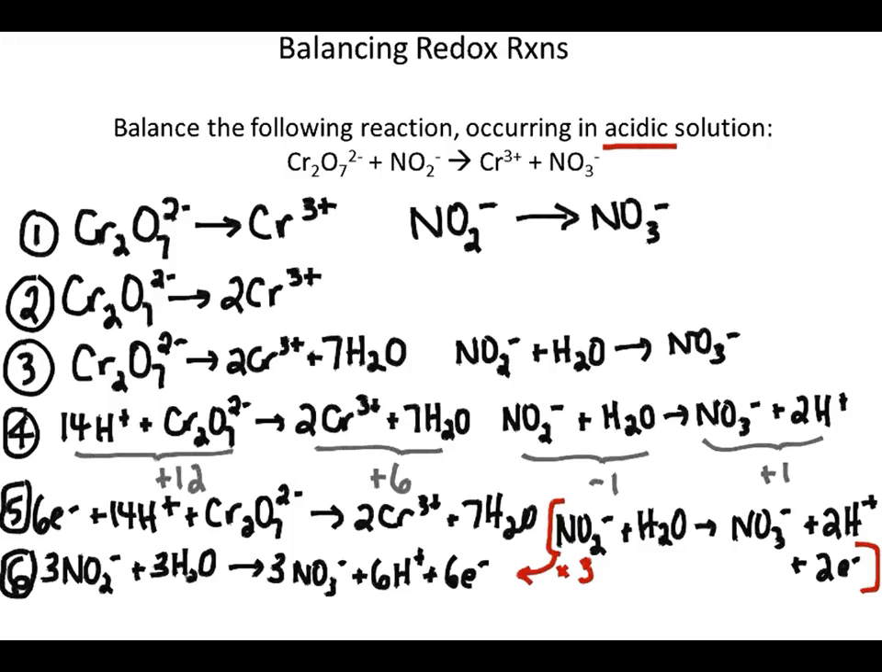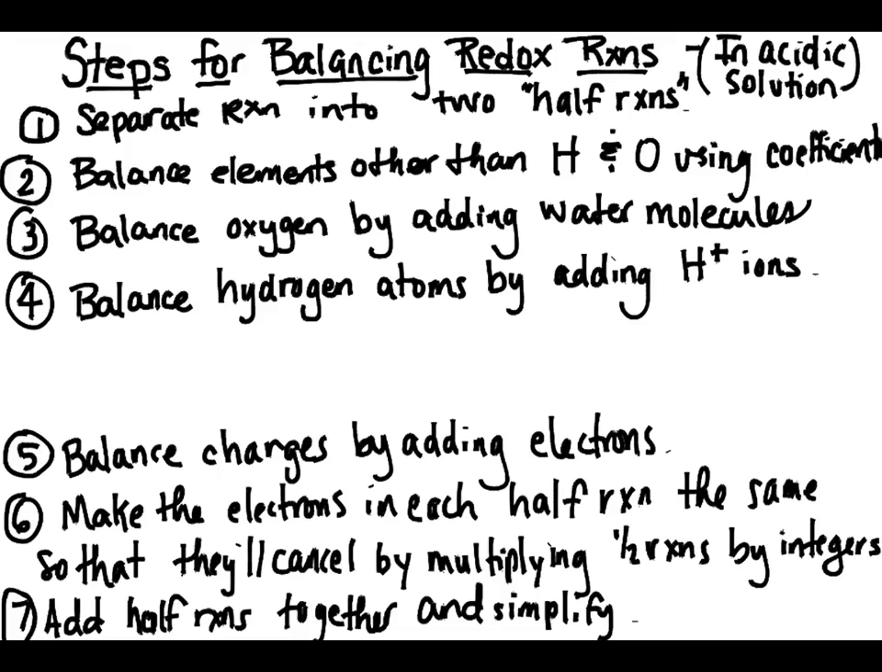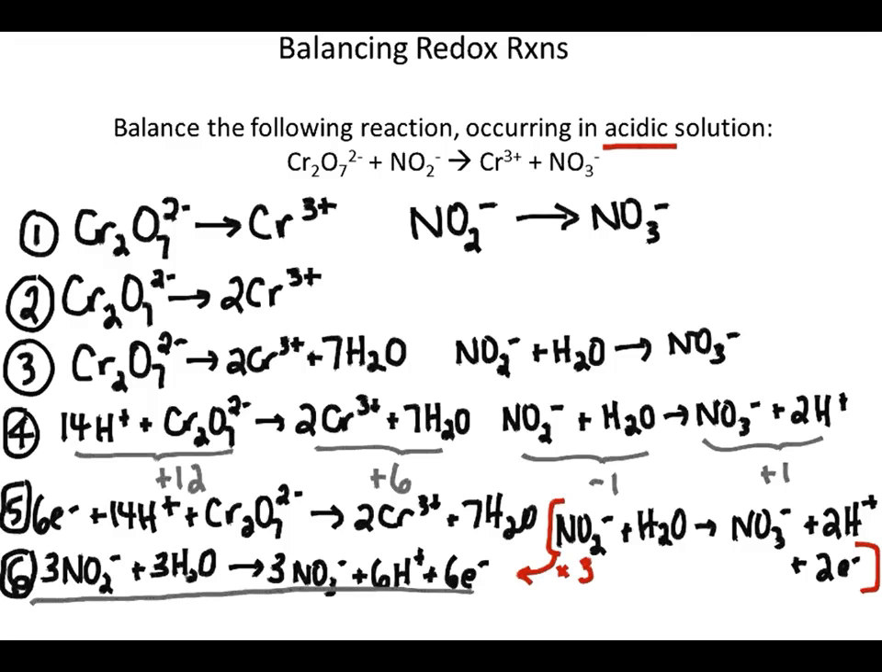Now our last step is just going to be to add those two half reactions together. And we're going to cancel out anything that's the same on the left as it is on the right. That's what we call simplify, right? So add the half reactions together and simplify. So if we add these together, 6 electrons should cancel out. That was the whole point of step 5.